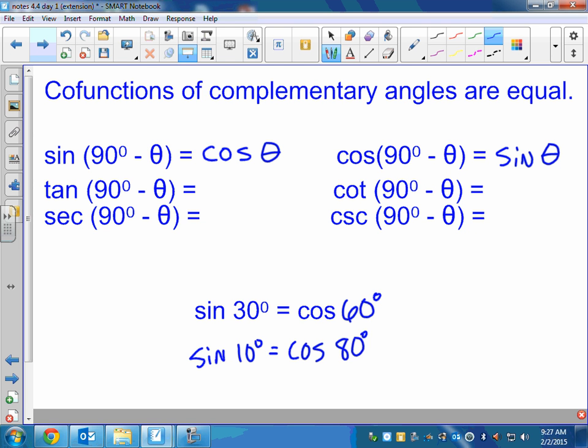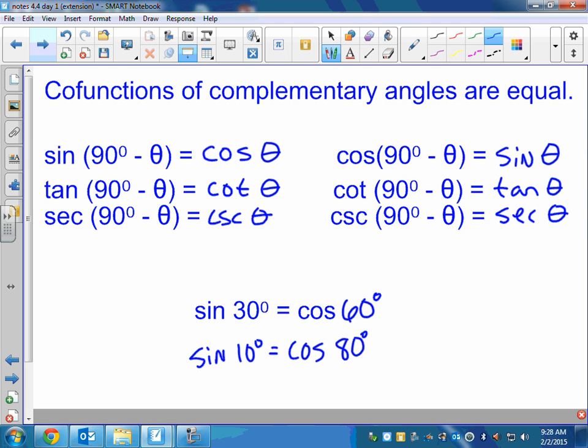Tangent and cotangent are cofunctions, which means the tangent of some angle from 90 degrees will be equal to its complement in cotangent. So this is just cotangent, and this one is just tangent. Again, a really easy one to pick is like 30 and 60, or 45 and 45, because they both add up to 90. And then secant and cosecant are also cofunctions, and so the secant of 90 degrees minus theta is equal to cosecant, and cosecant of 90 degrees minus theta is equal to secant.